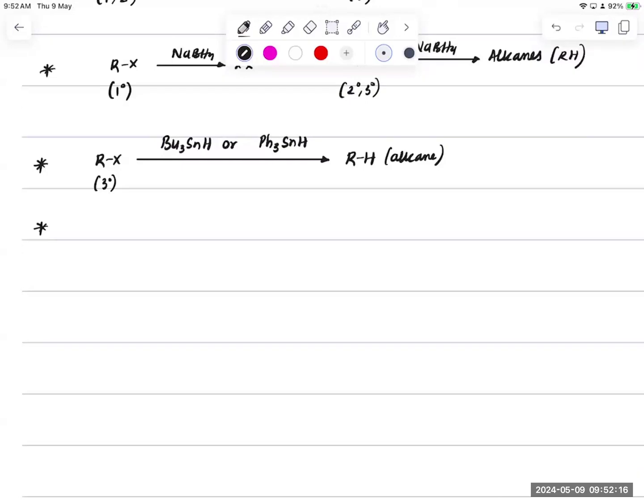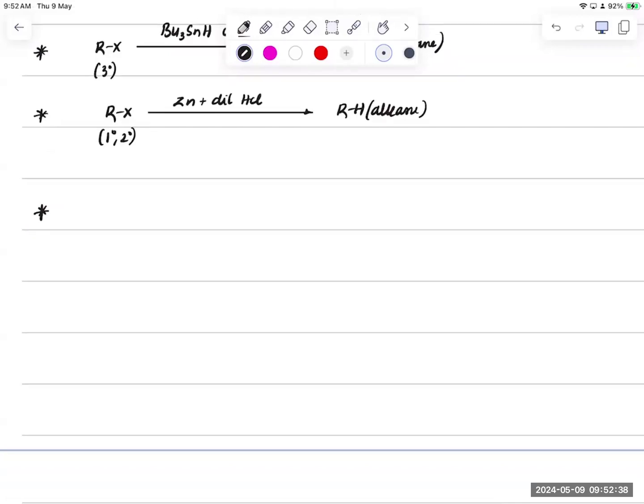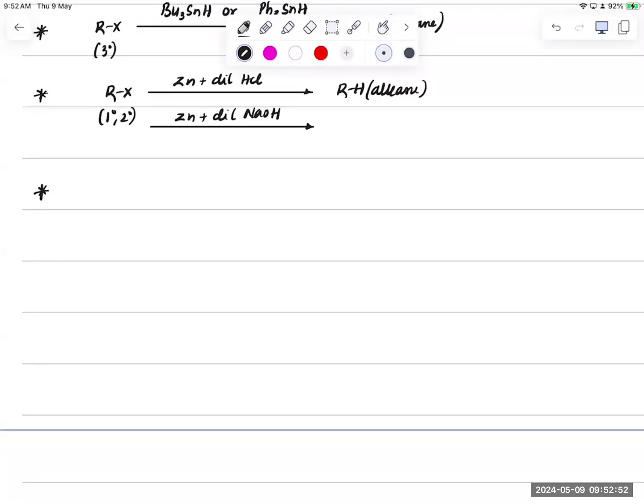Correct? Next, activated metals. If you have RX, 1 degree and 2 degree, and you take zinc in dilute HCl, these are activated metals. They'll always give you alkanes. Zinc and HCl is an activated metal. Or any kind of metal in case of HCl, or you can take dilute NaOH. In both cases, you will get alkanes. Next, if you treat RX with magnesium, we can discuss it in Grignard's reagent only. We will not discuss that here.